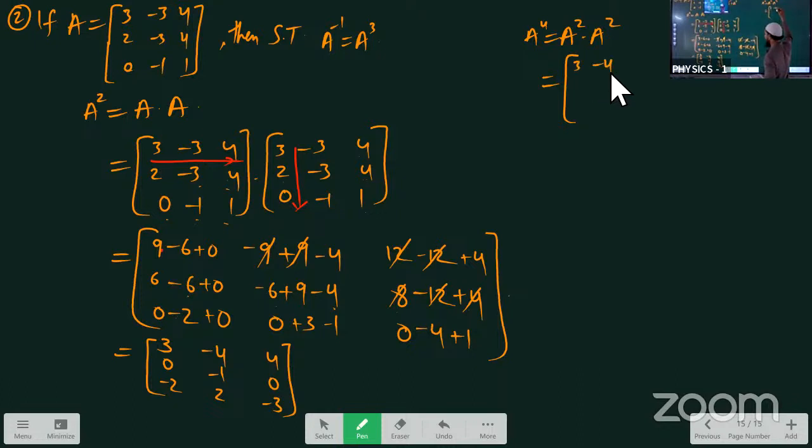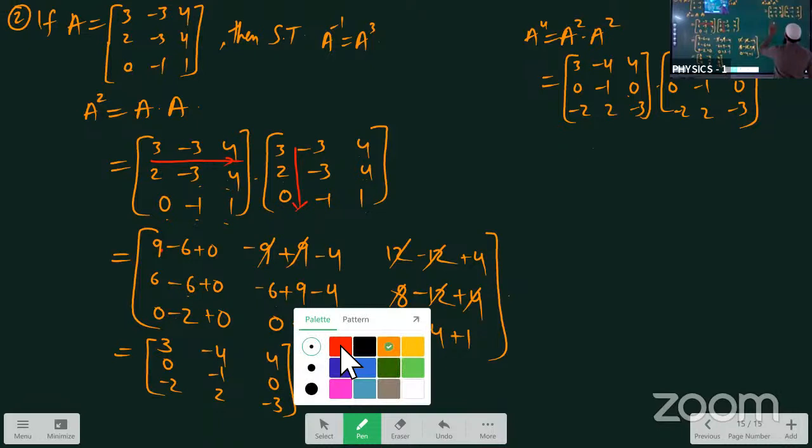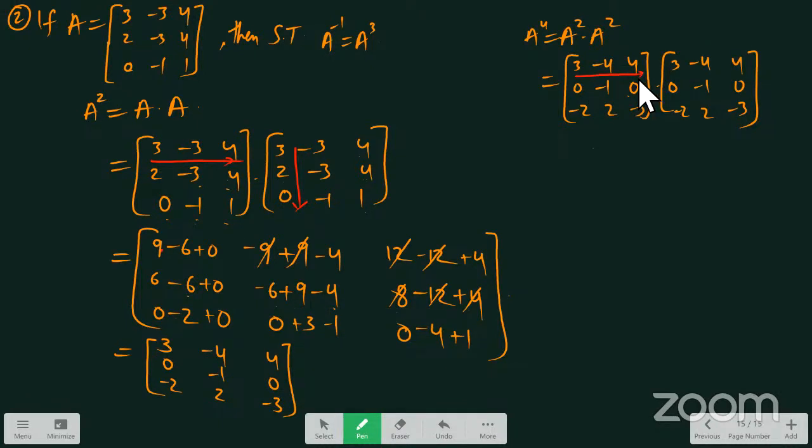3, minus 4, 4; 0, minus 1, 0; minus 2, 2, minus 3. This A square into another A square: 3, minus 4, 4; 0, minus 1, 0; minus 2, 2, minus 3. So multiply these two matrices again. Same procedure: corresponding row, corresponding column. Multiply this and this and put it here. The procedure is the same as we did previously. So multiply first row and first column correspondingly, add in between and write it here. Okay, whatever is the element.